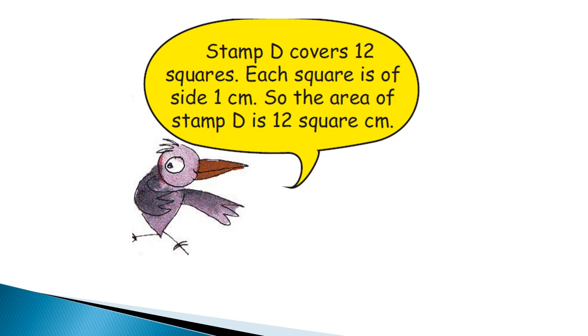Before going to the questions based on the previous stamps, let us see what this is saying. There were some stamps A, B, C, D, E, F, a total of 6 stamps. Out of those 6 stamps, stamp D covers 12 squares. Each square is of side 1 centimeter, so the area of stamp D is 12 square centimeter. How? Because each square is of side 1 centimeter.